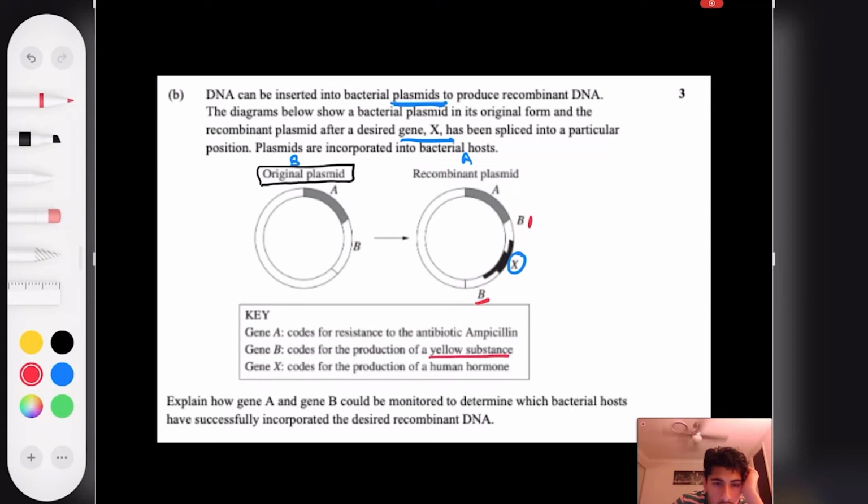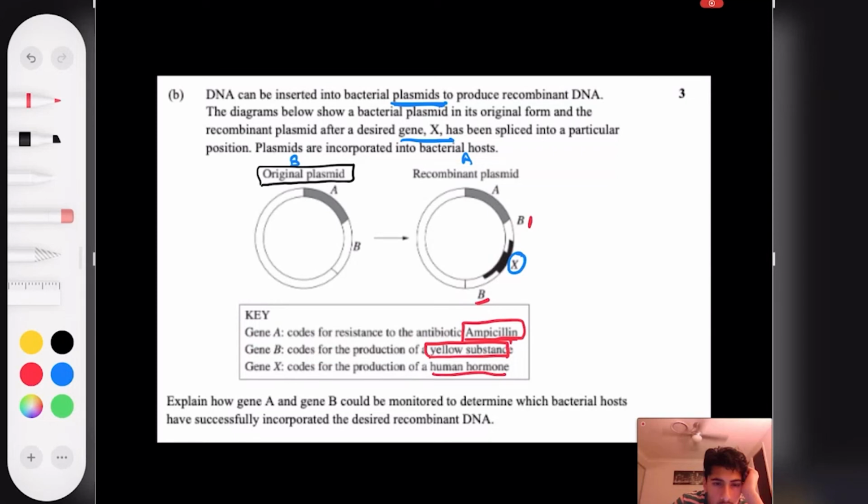Yellow substance, gene X produces a human hormone. Good. So gene A and gene B could be mounted. So gene B is the yellow substance, gene A is your ampicillin, and gene X is your human hormone. Interesting. Good. Yes. So as you were saying that, you were talking about the yellow substance, is that right? So you were mentioning that the recombinant, could you just recap that? So what I said was, as you can see, the original plasmid does have gene B, so it would be producing the yellow substance.